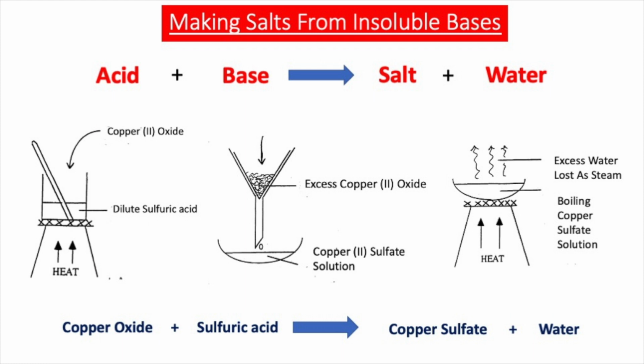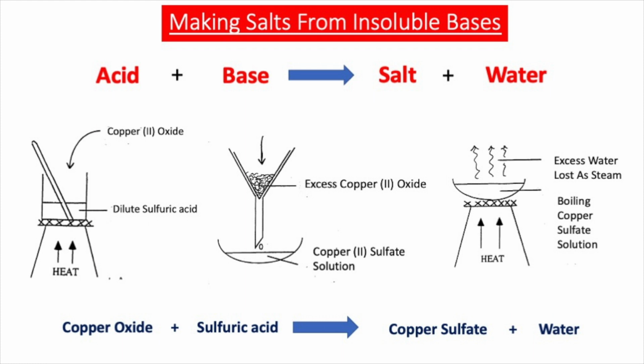Now, an advantage of this method is we don't have to measure the volume of acid out accurately, and we don't have to measure the mass of base accurately either, because all we have to do is add enough base to neutralize the acid. Now, this is achieved by adding the base until it stops reacting and forming a soluble salt. So when you add copper oxide, which is an insoluble base, to sulfuric acid, the copper oxide disappears. It's not dissolving, it's forming a new substance, copper sulfate, which is soluble, and that's why it disappears.